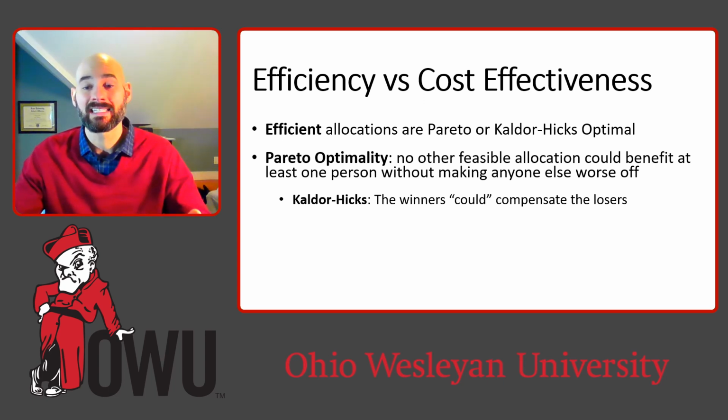Now, Kaldor-Hicks is going to look at that and say, realistically, that's still a good thing, because the people who had nothing prior to the redistribution are definitely improved. And if they wanted to, they could compensate Jeff Bezos for the loss of the dollar. They're not going to, but if they wanted to, they could. So those are our two types of efficient solutions.